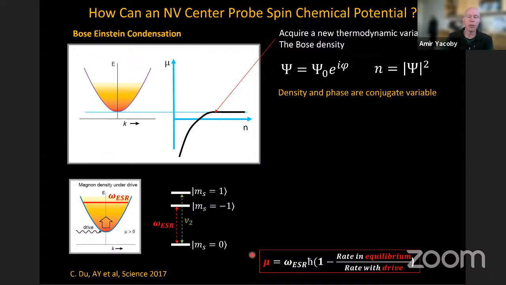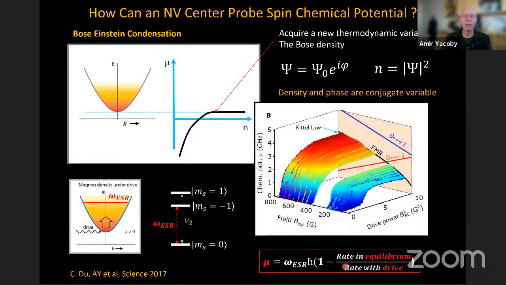So it turns out that you can extract precisely what the chemical potential of this Bose system is by doing two measurements. One is the rate of relaxation of the system in the absence of any excitations beyond what exists due to thermal fluctuations. And the other is the rate of decay when we increase the number of spin waves in the system. And this is the result of this chemical potential as a function of the number of excitations on the right and magnetic field on the left.